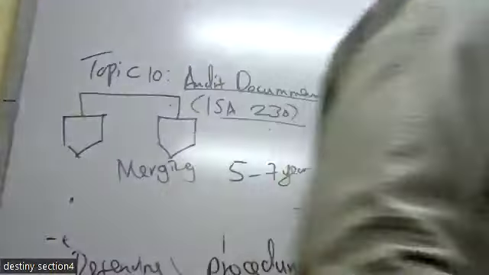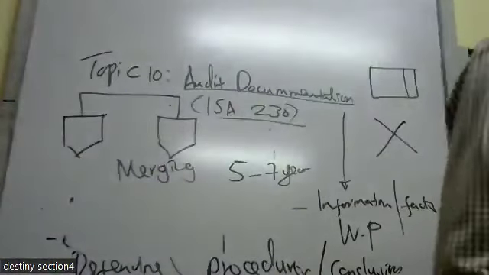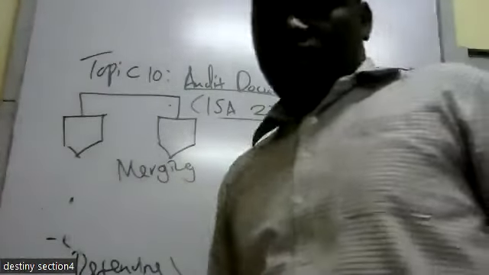So let's continue with the organization of working papers. There are two files: the permanent file and the current file. You just need to know what is contained in the permanent file and what is contained in the current audit file. The permanent audit file holds long-term importance: any working papers of long-term importance shall be stored in the permanent audit file. Any working papers of short-term importance, required for maybe just 1 year, are stored in the current audit file.